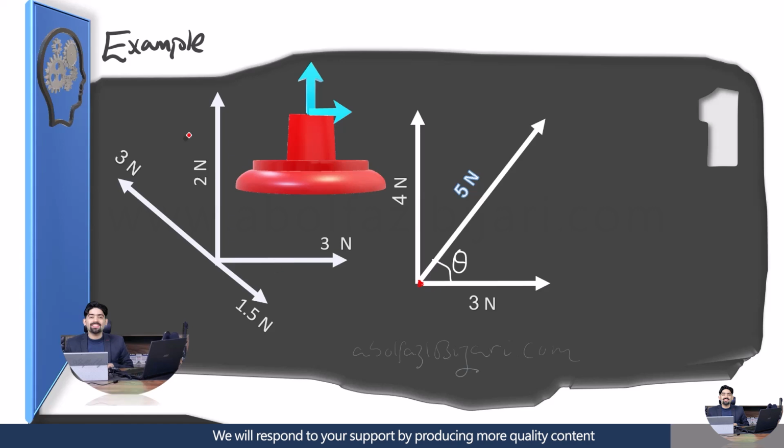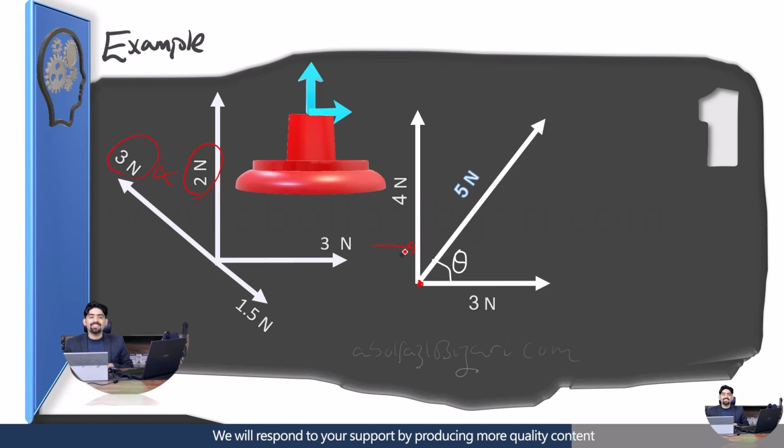We consider the forces that are upward as positive. For example, in this example, 2 Newton is positive, 3 Newton is positive, and 1.5 Newton is negative. And the forces that are downward have negative signs. We add and subtract everything together. The result is a vector with a certain value as the representative of the y direction vectors. In this example, it is 4 newtons.